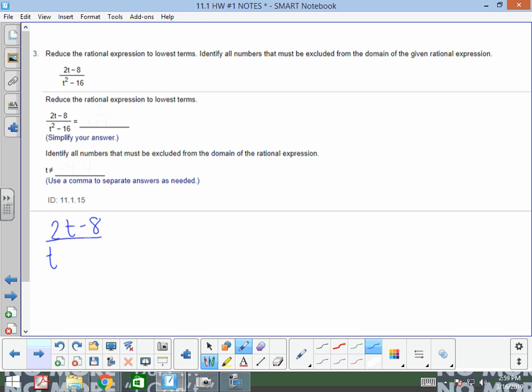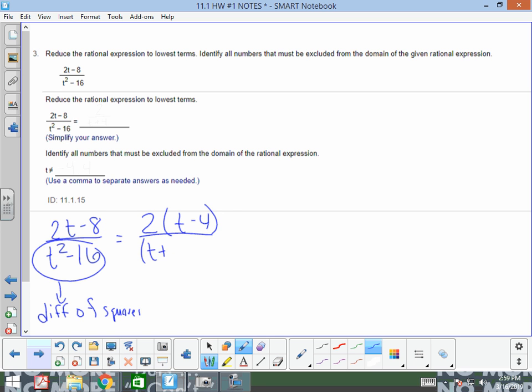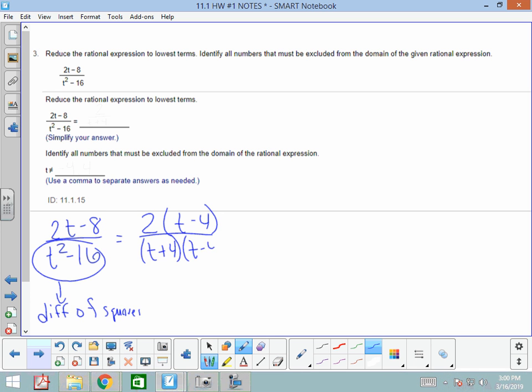So in the numerator, I factor out the greatest common factor, which is a 2. So divide both of these by 2, and I get t minus 4 in parentheses. Now, this binomial is actually the difference of 2 squares. So when we have the difference of squares, they will factor into conjugates: t plus 4, t minus 4.